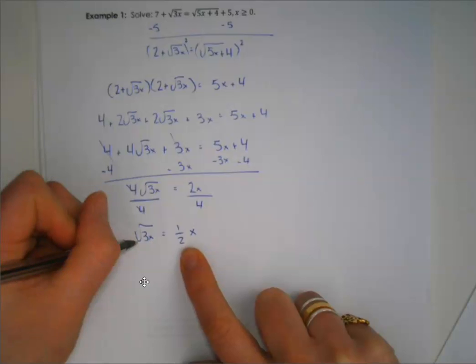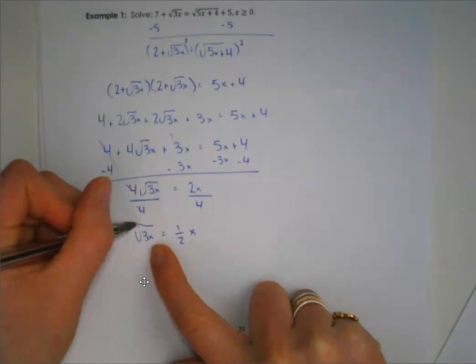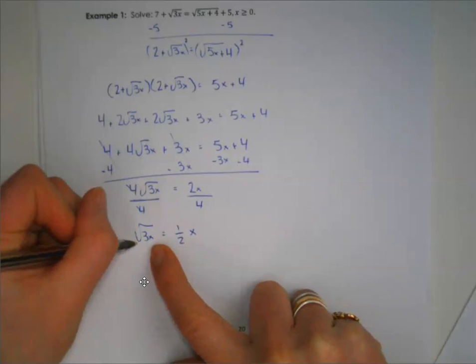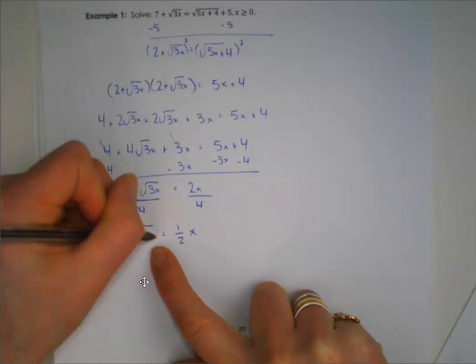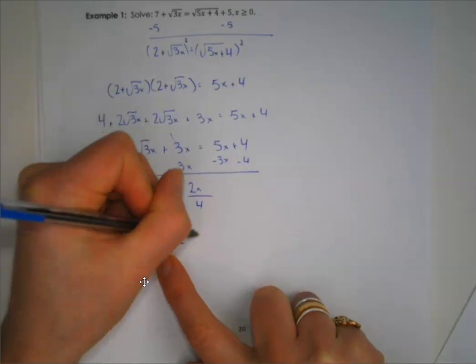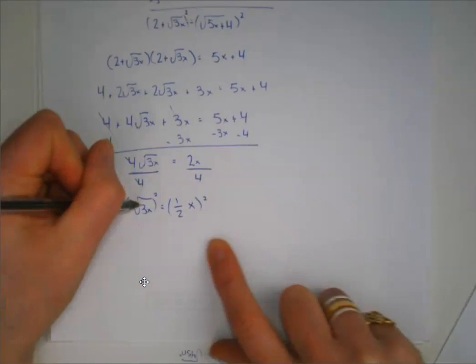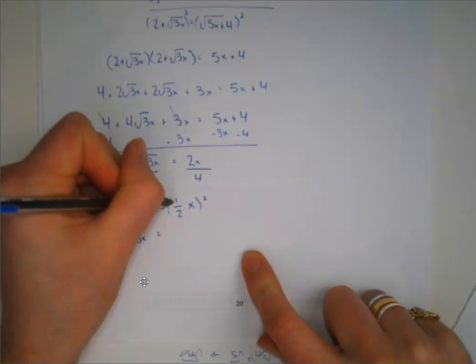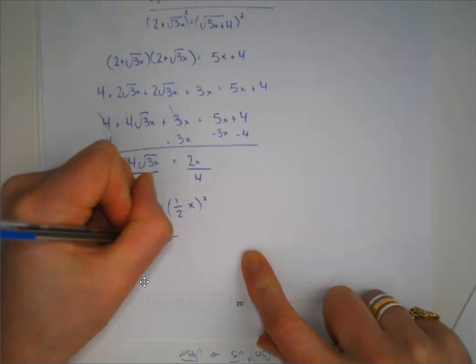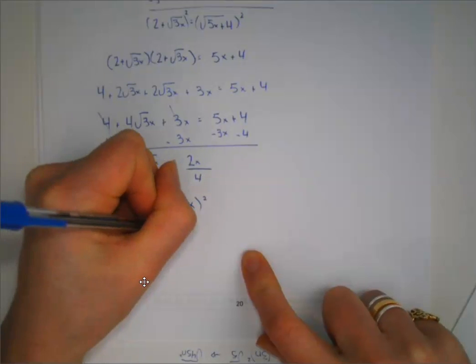Now again, we have simplified down to the point where we just have a radical. How can we get rid of the radical? We can do that by squaring it because it's a square root. So we're going to square both sides. When we square this side, we're left with 3x. When we square this, 1/2 squared is 1/4 x squared.